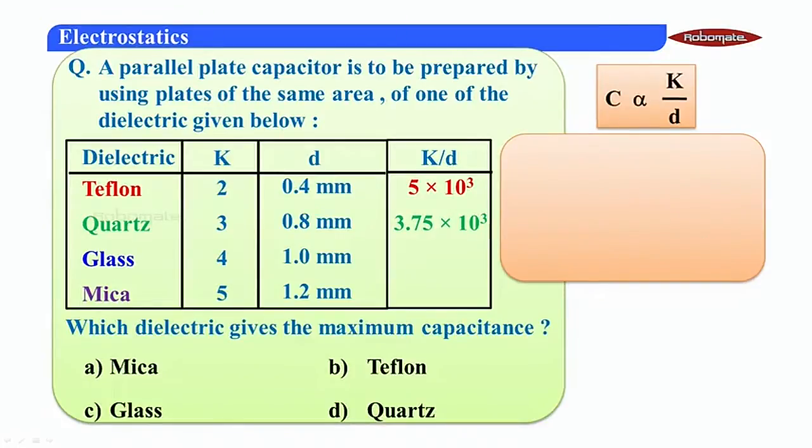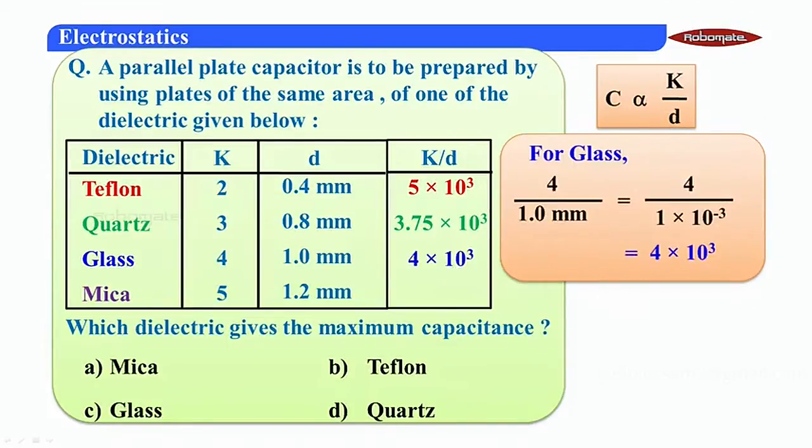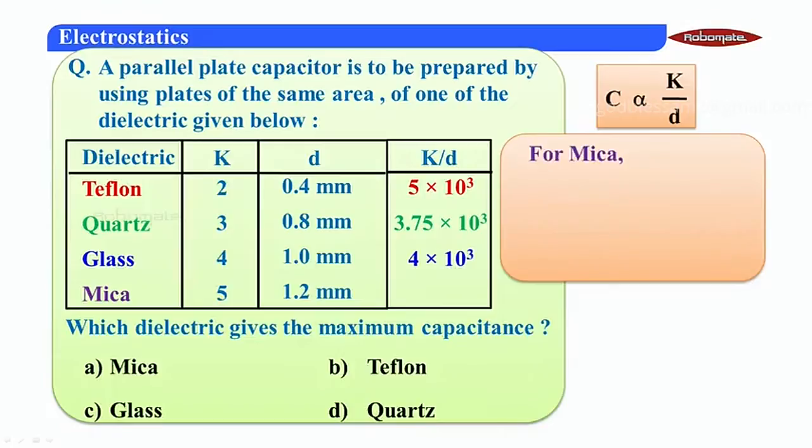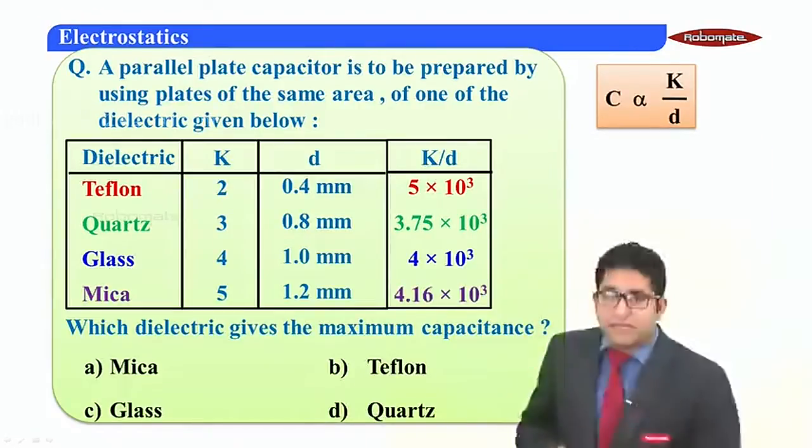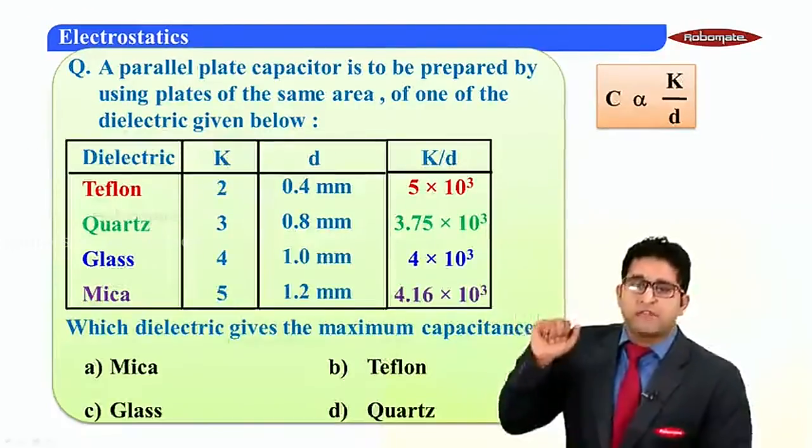Now for glass, it will come out as 4 upon 1 millimeter, so this is 4 upon 1 into 10 raised to power minus 3, which becomes 4 into 10 raised to power 3. Let us update that as well. And lastly for mica, I can write K by d as 5 upon 1.2 millimeter, which is 5 upon 1.2 into 10 raised to power minus 3, and if you calculate this, you will get 4.16 into 10 raised to power 3. Now, as we have updated the values of K by d, see in which case the value is maximum?